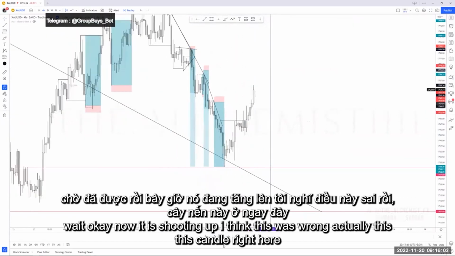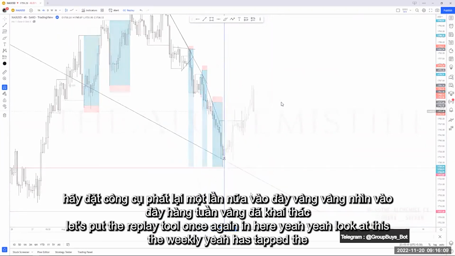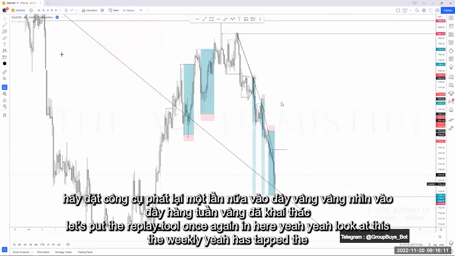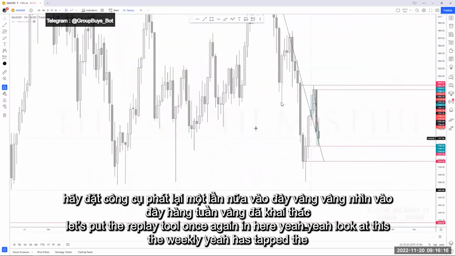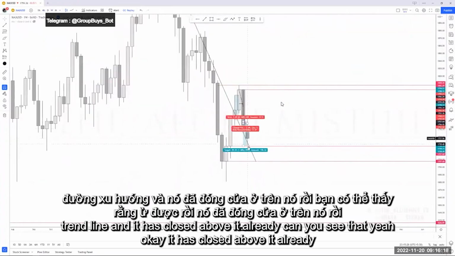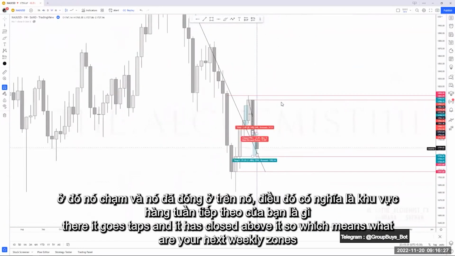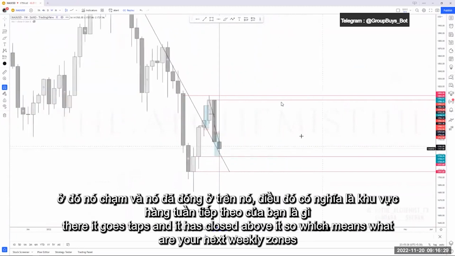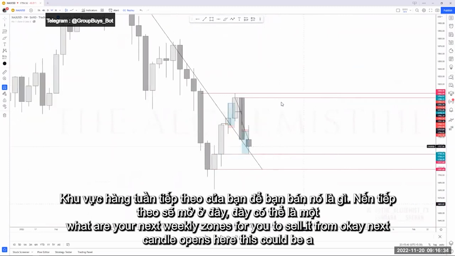Now it is shooting up. I think this was wrong actually, this candle right here. Let's put the replay tool once again in here. Yeah, look at this. The weekly has tapped the trend line and it has closed above it already. Can you see that? The breakout structure that I showed you happened after a very long time actually. So there it goes. Taps and it has closed above it. So which means, what are your next weekly zones for you to sell it from?